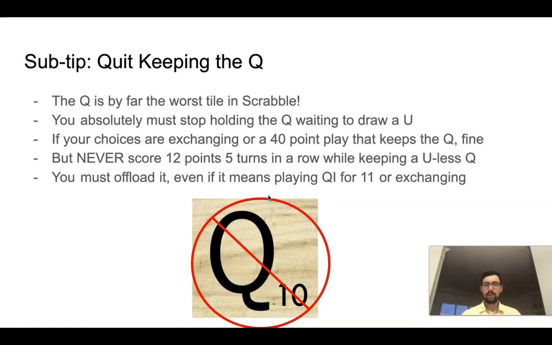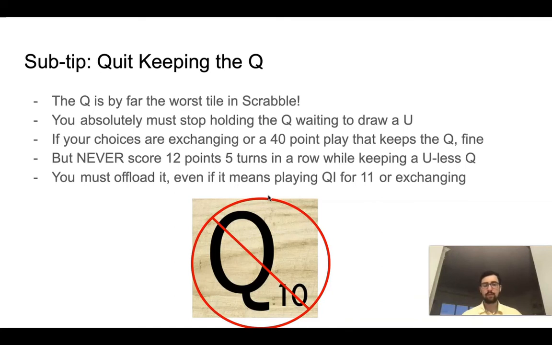Now, to be clear, if you don't really have any plays with the Q, and you have a play that doesn't use the Q that scores like 40 points, and your only other choice is to exchange, then that's fine. 40 is enough points that you can afford to hold on to the Q for another turn. But you should never ever be playing for 10 or 12 points or something like that 5 turns in a row while keeping a Q without a U. And that's something I see an alarming amount of the time, especially in newer players, sometimes even surprisingly so in more intermediate players, and it's something that absolutely has to stop.